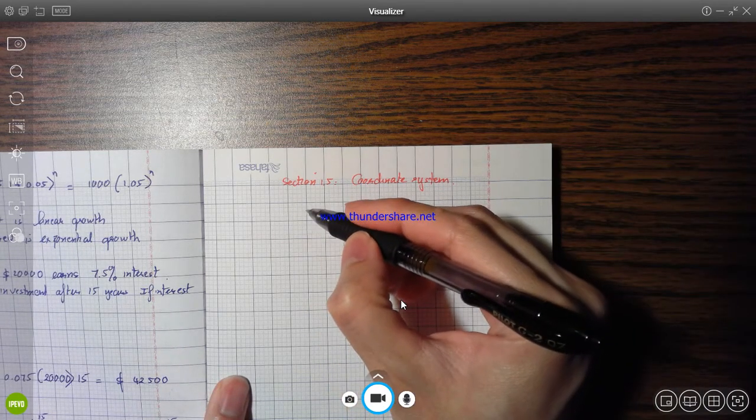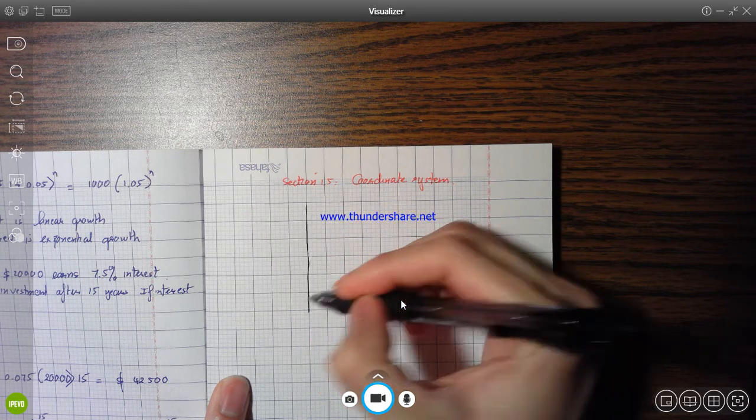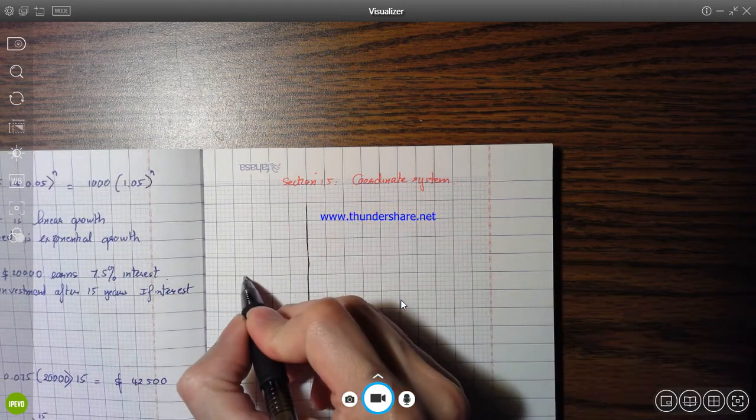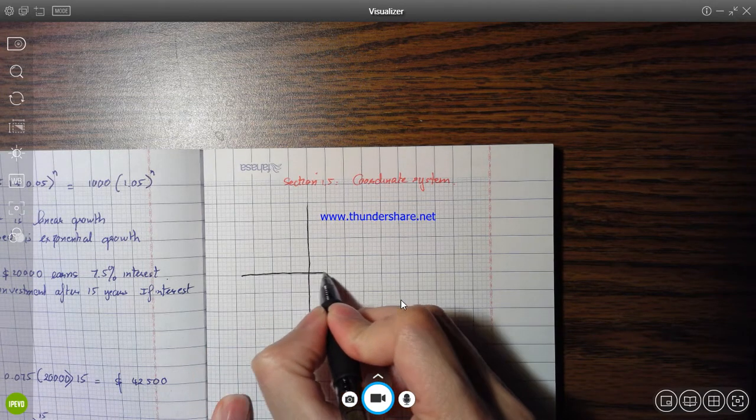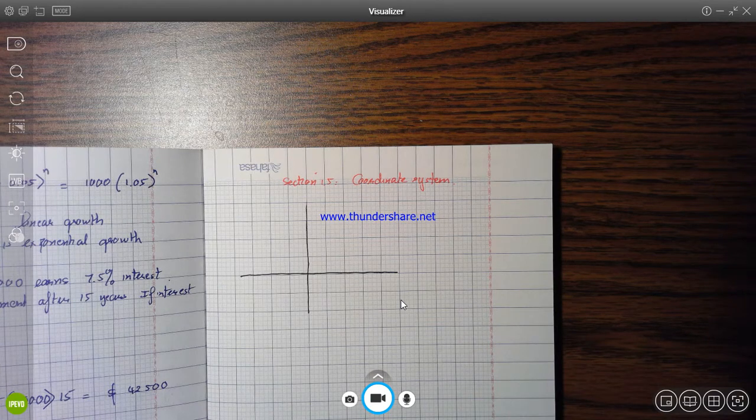So it's going to be something like this. I have a coordinate system like this. Sorry guys, I'm still having allergies, so just bear with me.